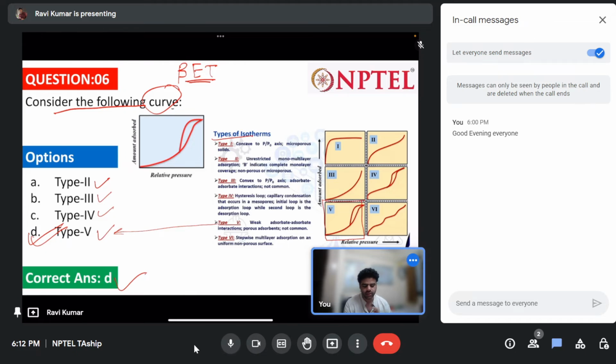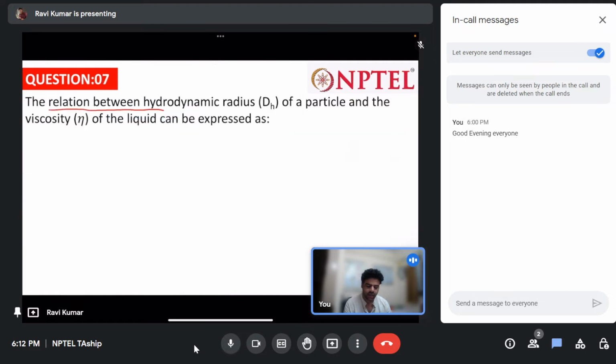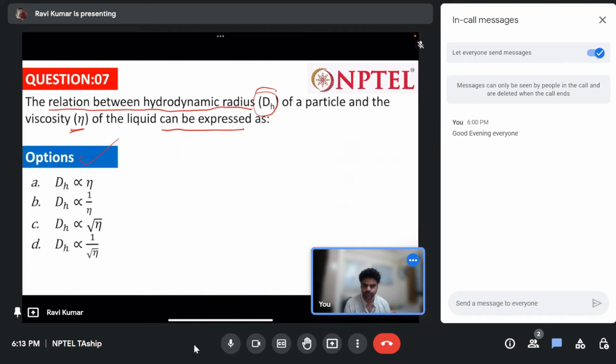Let's move to the next question, which says the relation between hydrodynamic radius, which is represented as dH, of a particle and the viscosity eta of the liquid can be expressed as. So here it is asking the relation between hydrodynamic radius and the viscosity, and these are the options. This hydrodynamic radius is directly proportional to viscosity, inversely proportional to viscosity, or directly proportional to the square root of viscosity, or inversely proportional to the square root of viscosity.